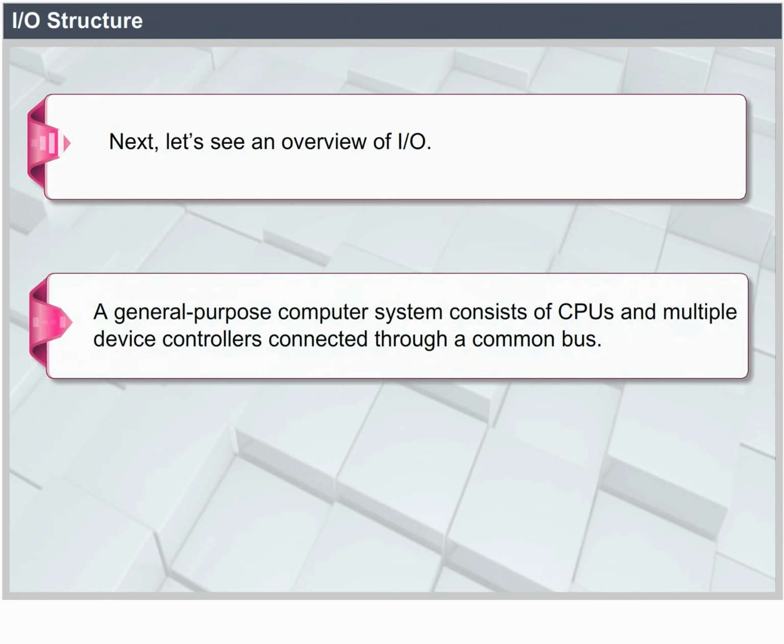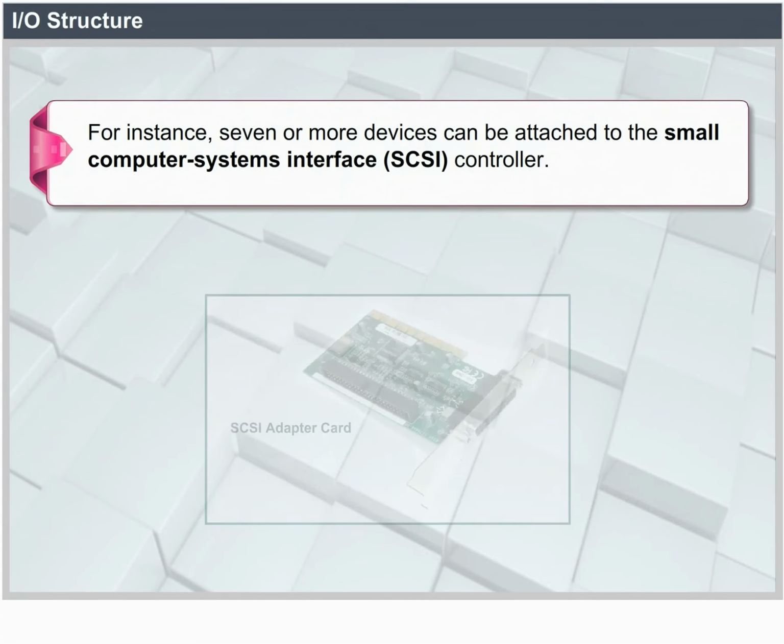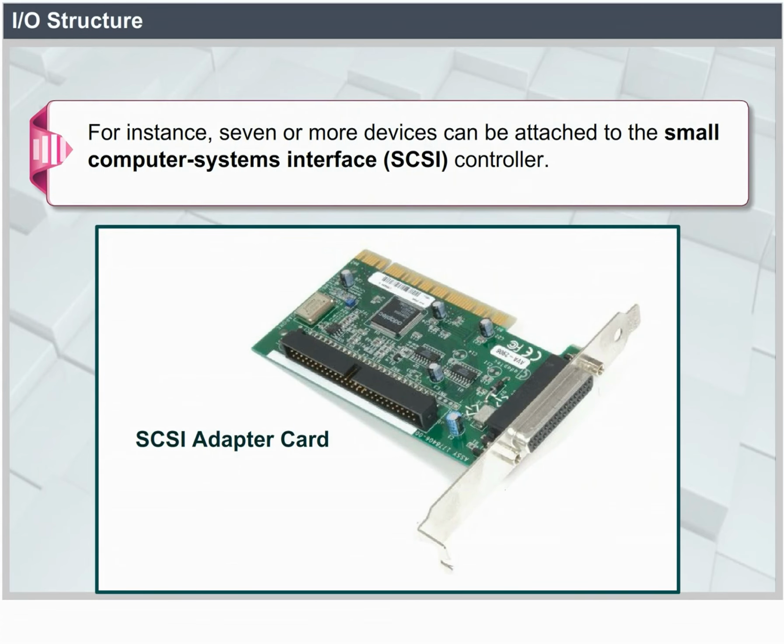A general-purpose computer system consists of CPUs and multiple device controllers that are connected through a common bus. Each device controller is in charge of a specific type of device. Depending on the controller, more than one device may be attached. For instance, 7 or more devices can be attached to the Small Computer Systems Interface (SCSI) controller.